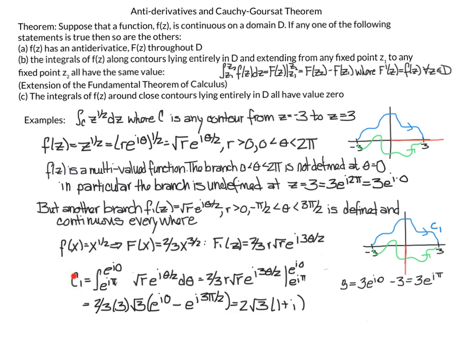Now I'm ready to set up my integral along C1, which is equal to the integral from e to the i theta to e to the i 0. I'll make a comment on this in a minute. And then I have my antiderivative. I'm sorry, I was just putting in my f of z, square root of r e to the i theta over 2. And that's equal to my antiderivative, 2/3 r square root of r e to the i 3 theta over 2, evaluated at e to the i 0 and e to the i pi.